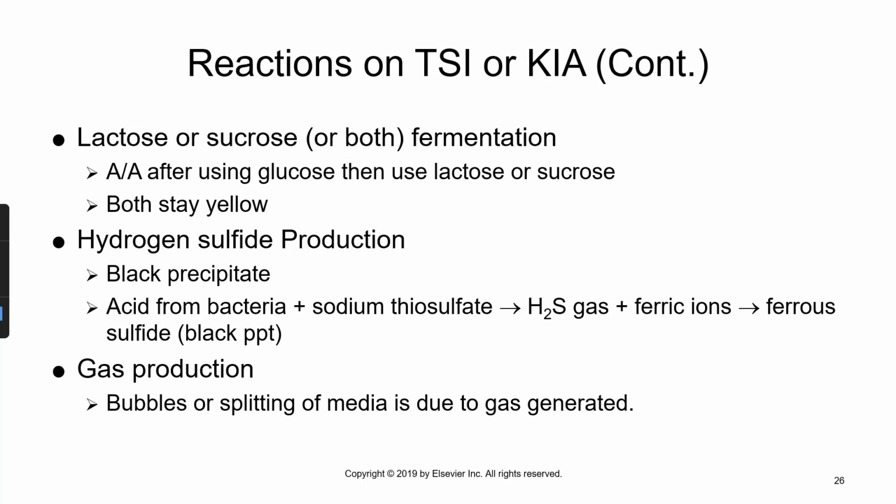Lactose or sucrose or both fermentation: you see A over A. After using glucose, the lactose or sucrose is used, so both stay yellow. Hydrogen sulfide production gives a black precipitate: acid from bacteria and sodium thiosulfate produce H2S gas, which plus ferric ions equals ferrous sulfide, a black precipitate. Gas production: you're going to see bubbles or the splitting of the media due to gas generated, and a lot of times that gas is carbon dioxide.